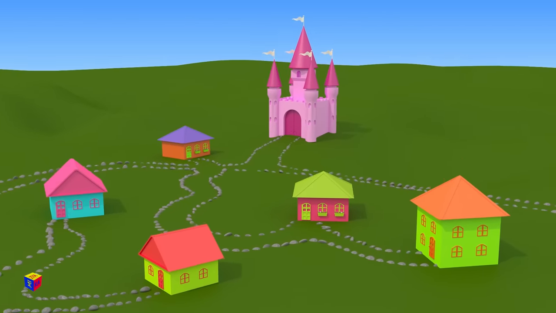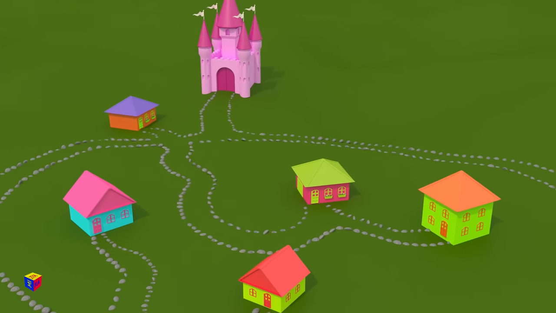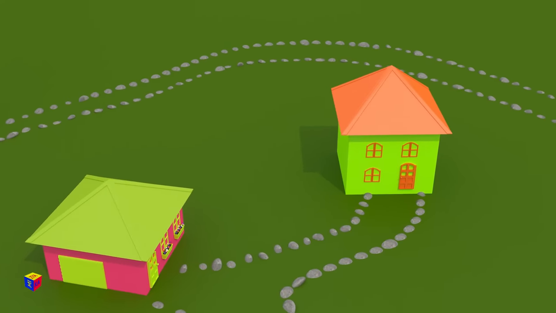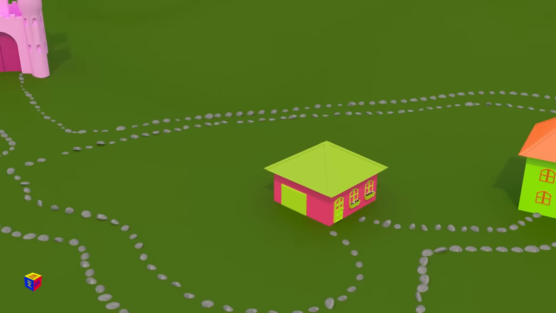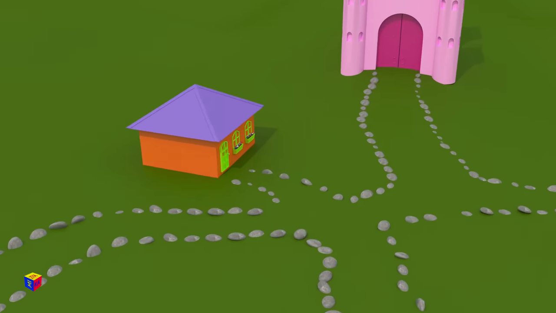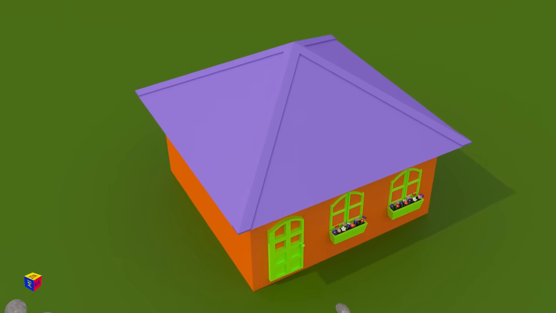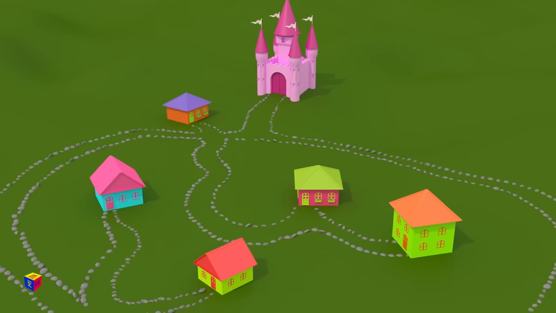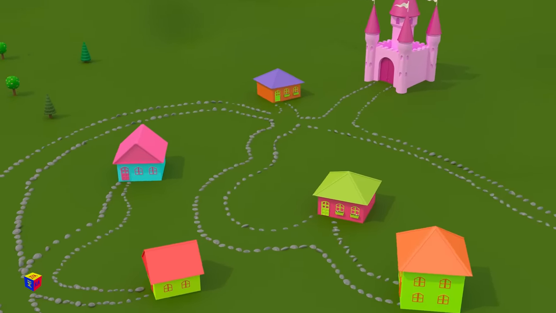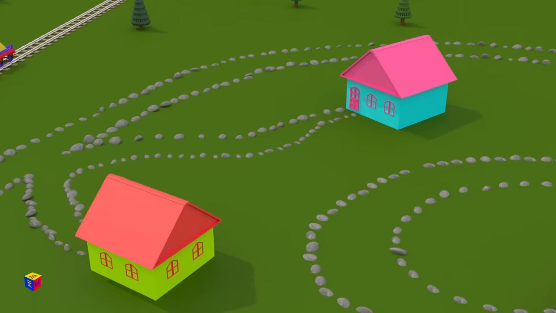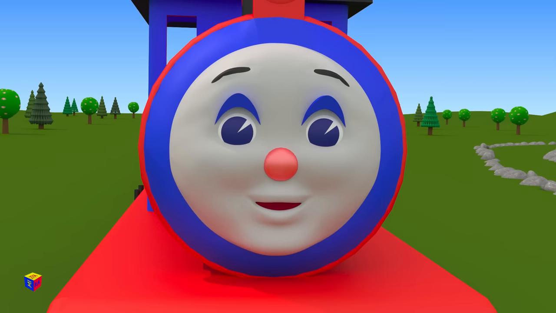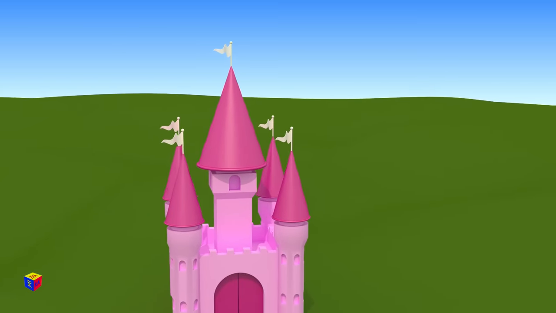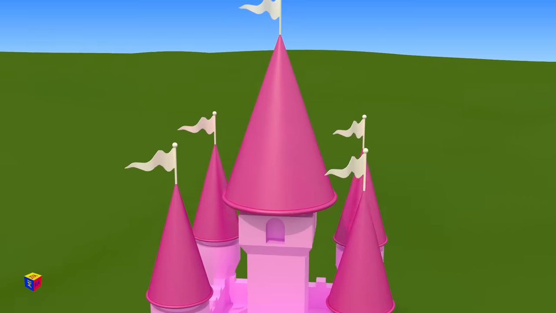Look, here too are cones and pyramids. Where do you see the pyramids? Right, these are the roofs of the houses. Look closely. Are all the roofs pyramid shaped? No, here are roofs that are other shapes. And where can you see the cones? It is true, on the towers of the castle.